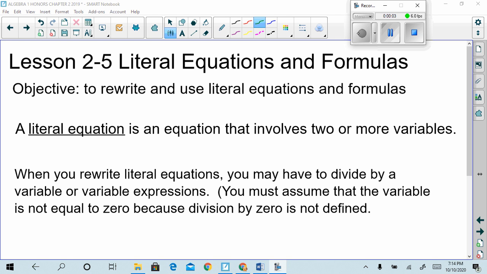Today we're going to focus on equations that have two or more variables, and these are called literal equations. We're also going to be looking at formulas as well. When we rewrite literal equations, we may sometimes be dividing by a variable or a variable expression, and we have to assume that that variable is not equal to 0 because, as you know, division by 0 is undefined.